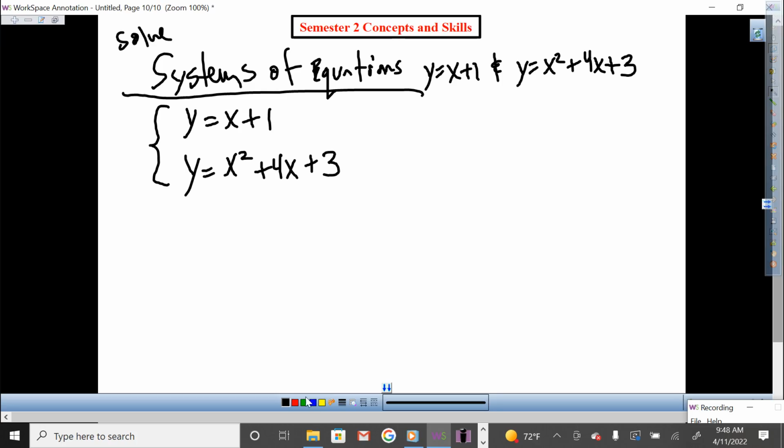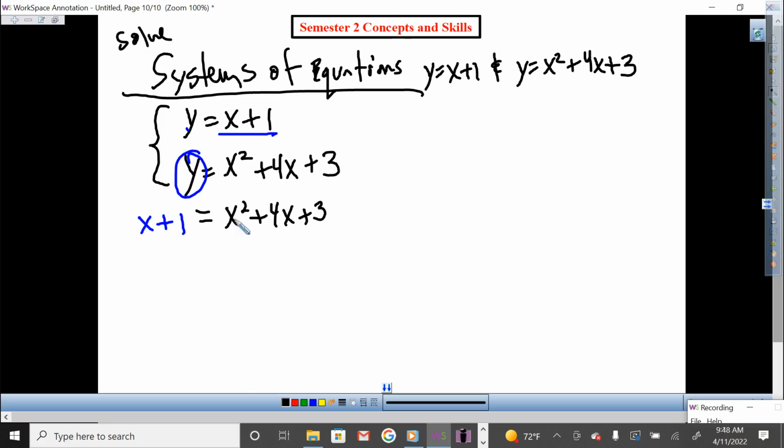Why substitution, Mr. Q? Because they're both already solved for what variable? So this one says y equals what? X plus 1. So here, instead of writing y, what am I going to write? So I write x plus 1 equals x squared plus 4x plus 3. So what do we have now? We have a quadratic equation.